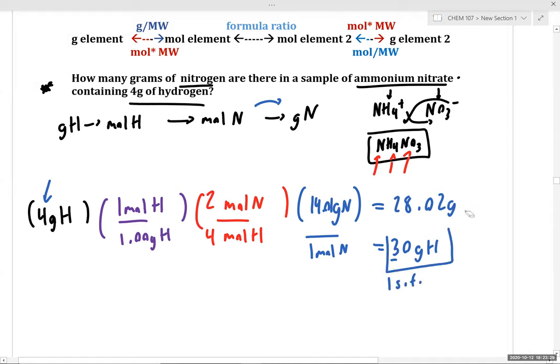Oh, whoops, this is nitrogen. So we have 30 grams of nitrogen as our final answer. Does this make sense to everyone? Any questions on this example?